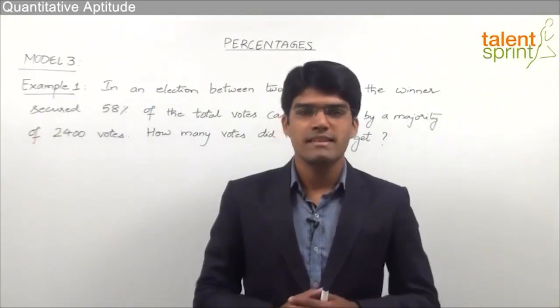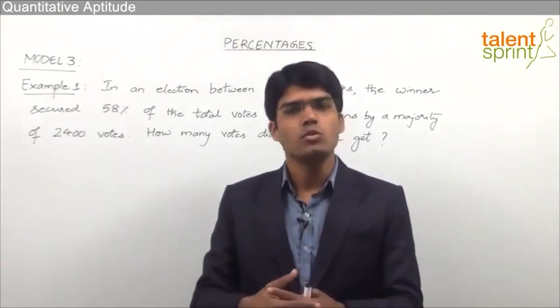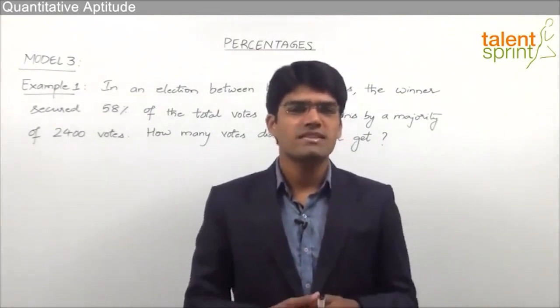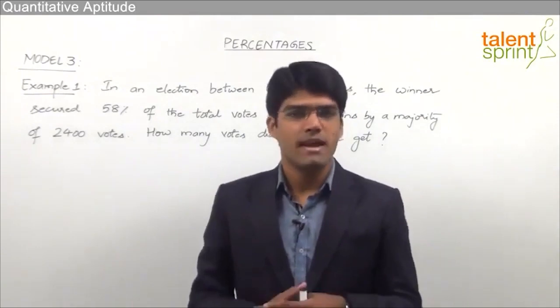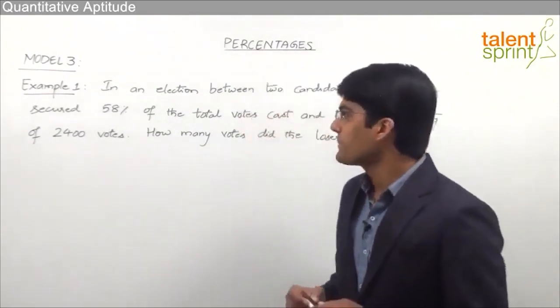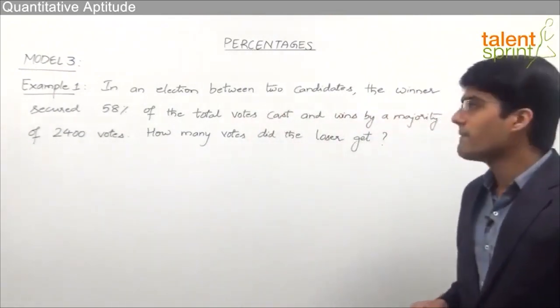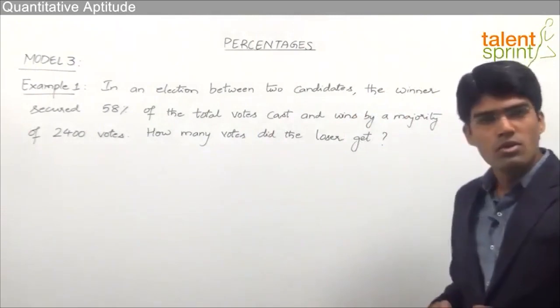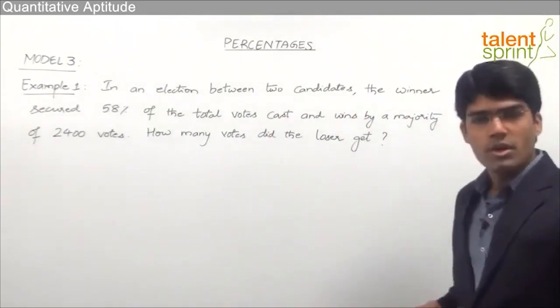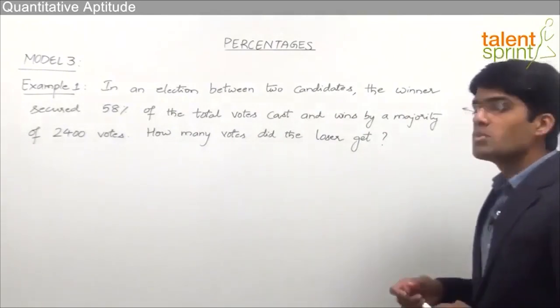Let us now discuss the next model from percentages, which is based on an election between two persons. These type of questions have been very frequently asked in the previous bank exams, and it is quite easy to solve. Let us look at the first example. In an election between two candidates, the winner secured 58% of the total votes cast and wins by a majority of 2,400 votes. How many votes did the loser get?